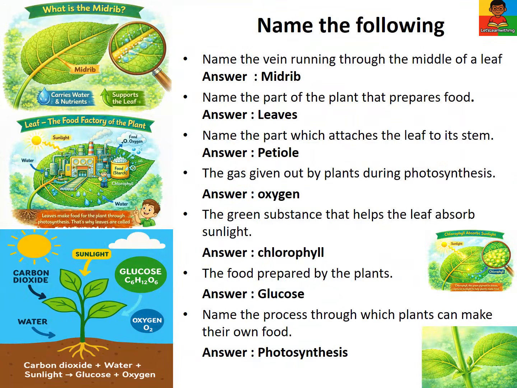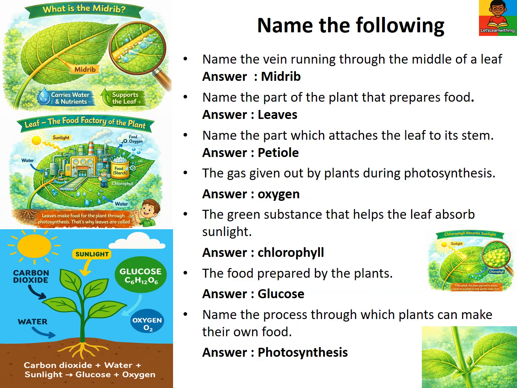Name the following. Name the vein running through the middle of a leaf. Answer: midrib. Name the part of the plant that prepares food. Answer: leaves. Name the part which attaches the leaf to its stem. Answer: petiole. The gas given out by plants during photosynthesis. Answer: oxygen.